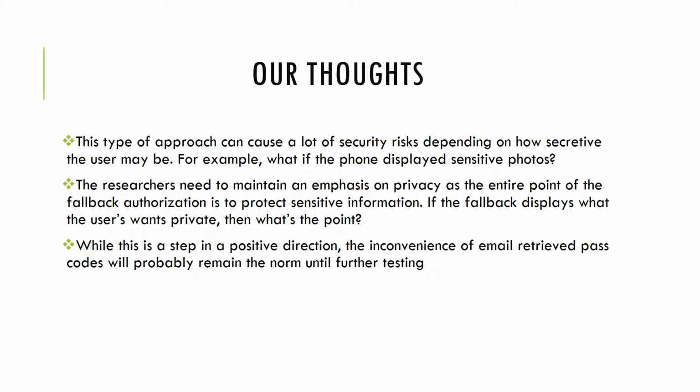Our thoughts. This type of approach can cause a lot of security risks depending on how secretive the user may be. For example, what if the phone displays sensitive photos? We think that, although the privacy was a concern, the researchers could have considered it more when developing this method. The nature of the experiment focuses on the user's data and history, but not their privacy. The point of these fallback authorizations is to protect the user, so why put their data at risk?